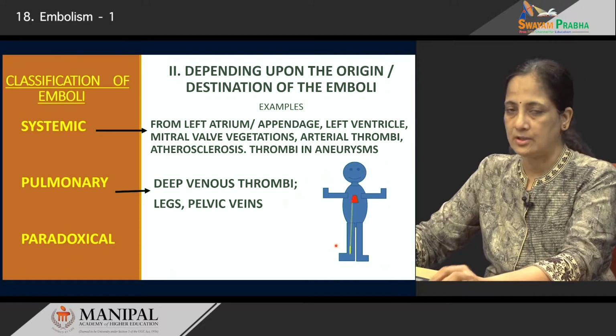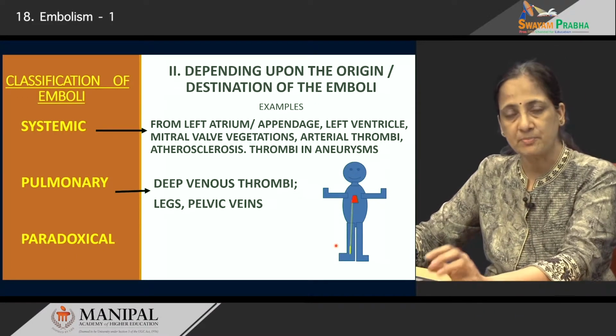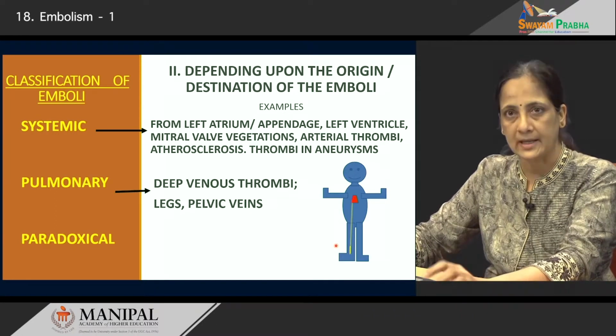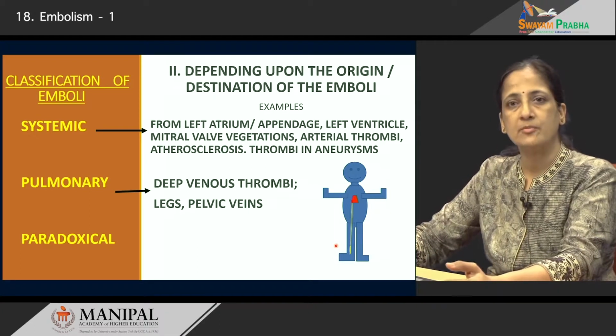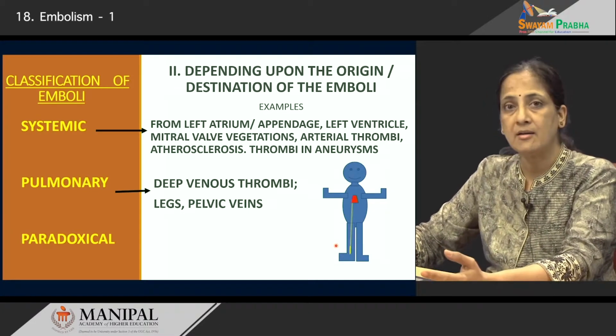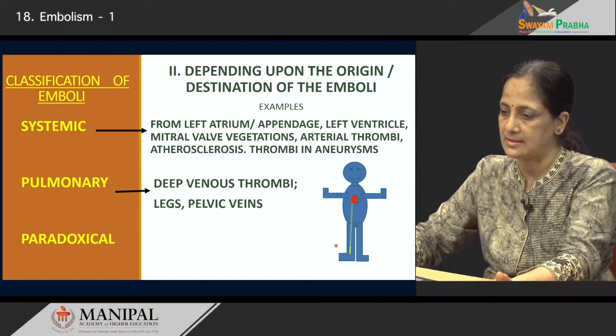Pulmonary emboli, on the contrary, usually are derived from the veins, especially the deep veins of the leg, the iliofemoral vein in specific. It can come from the popliteal veins, it can come from the veins in the calf muscles, it can come from the pelvic veins.